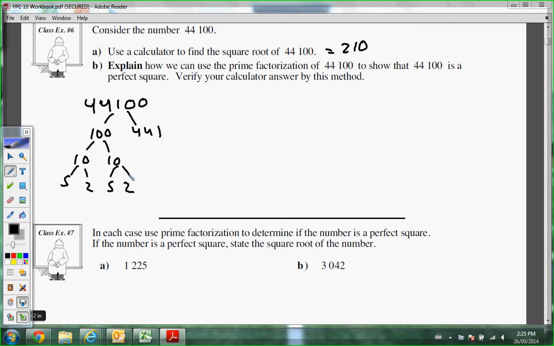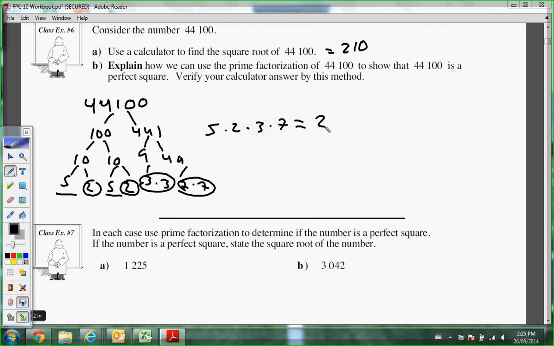441, that breaks down to 9 times 49, which is 3 times 3, 7 times 7. We have a pair, 5s, and we have the 2s. So we have 4 pairs there. And if you multiply 5 times 2 times 3 times 7, you're going to get 210. That's the number we're looking for.